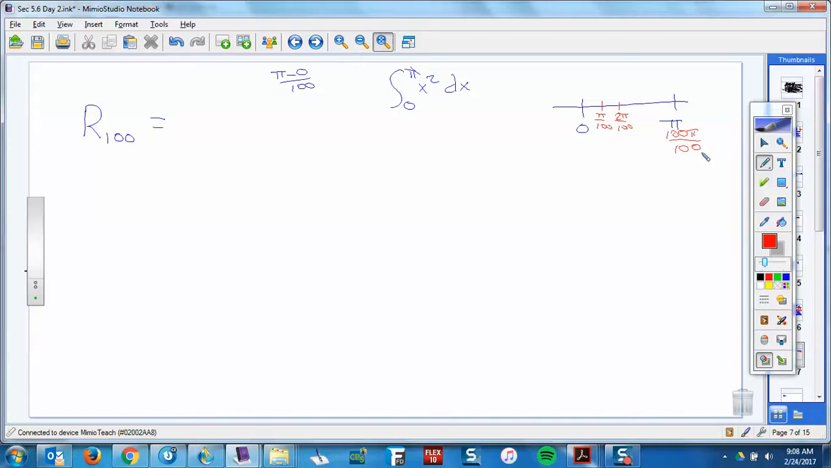Okay, now, so what's my first right edge? My first height? F of, right, because we want the y value. We want the y value, so it's going to be f of pi over 100 times pi over 100 plus, let's do the next one, f of 2 pi over 100 times pi over 100. How about that? Do one more. F of 3 pi over 100 times pi over 100.